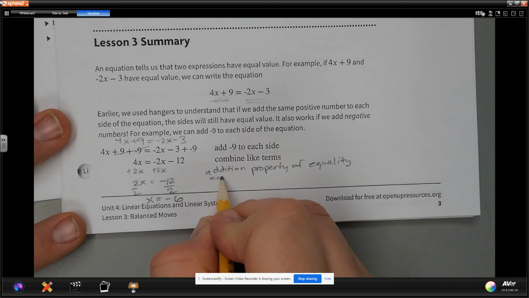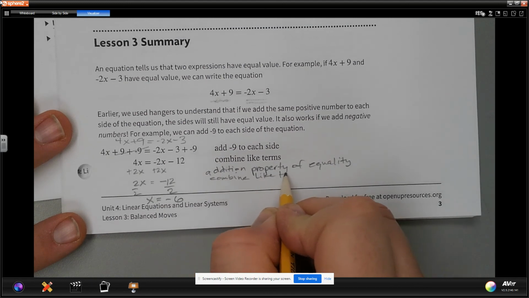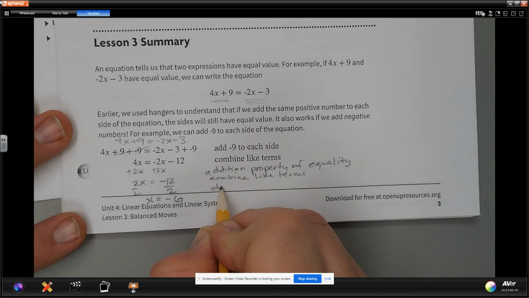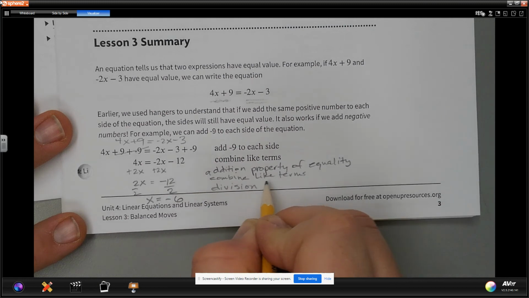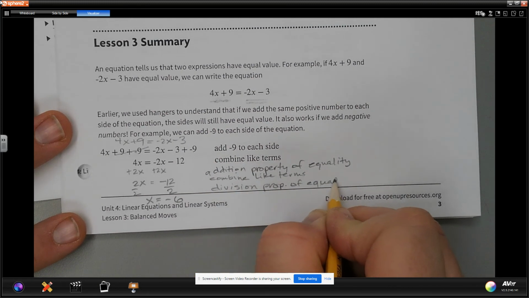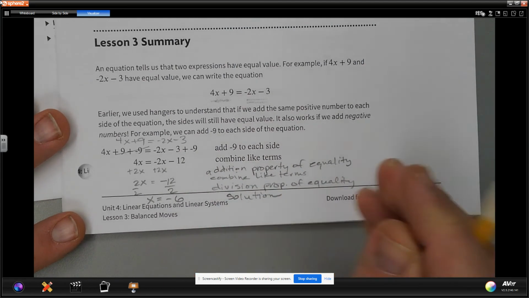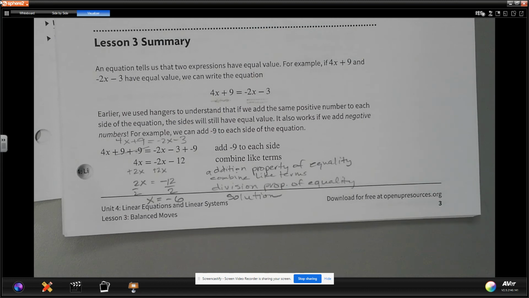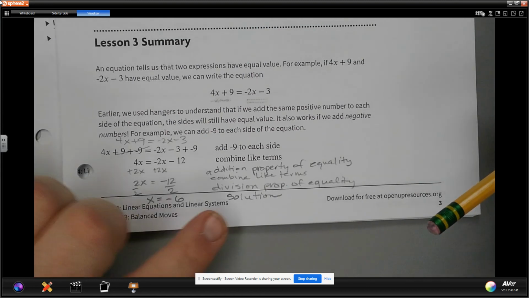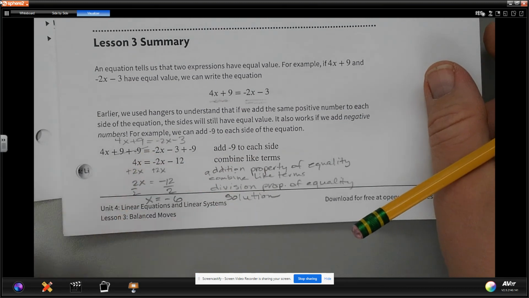So this is combine like terms, division property of equality, and then solution. All right. We'll get more into these steps and more in depth to that, but this is your evidence for a claim that you're making over here.